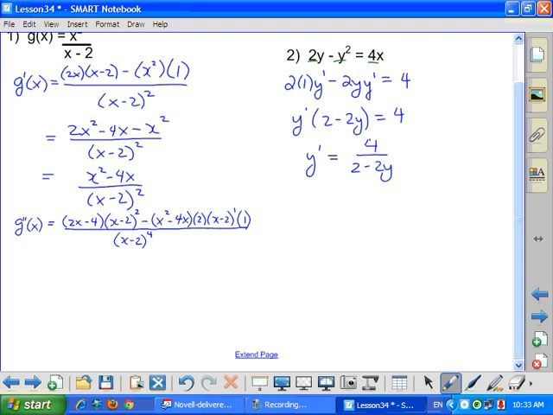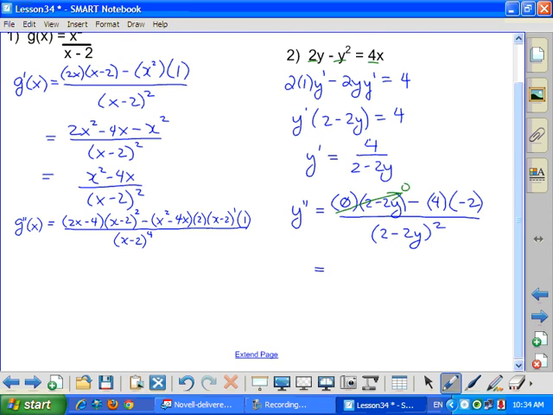So if you rearrange your implicit differentiation into the y prime equals, then you don't have to use implicit again. So y double prime, derivative of the numerator, the derivative of the top function, which is a constant, 2 minus 2y, minus top function multiplied by derivative of the denominator over the denominator squared. Okay. And this actually simplifies down pretty nice. I'll just do it here for argument's sake. That's going to go to 0. So you end up with 8 over 2 minus 2y all squared.